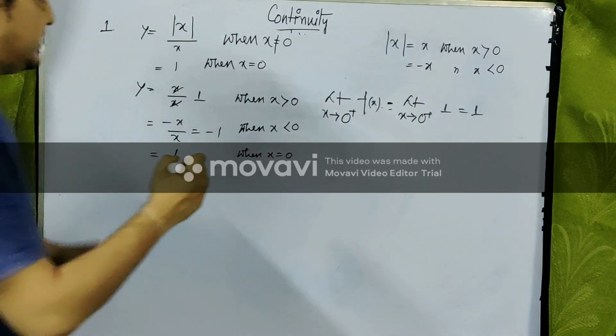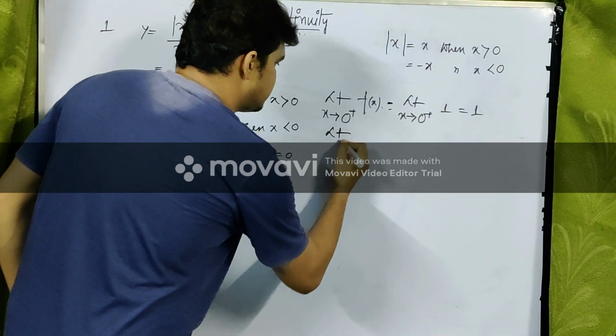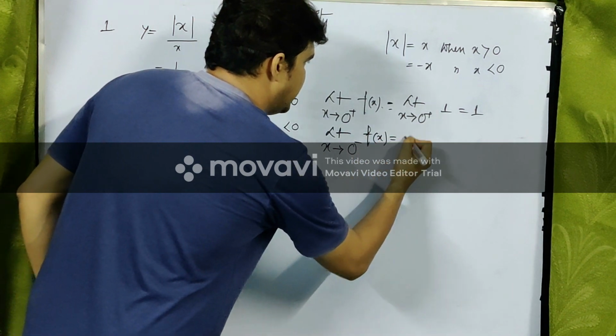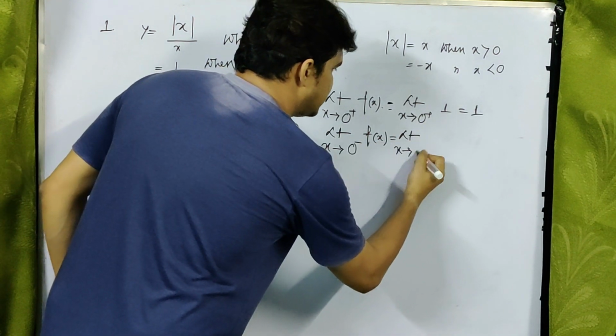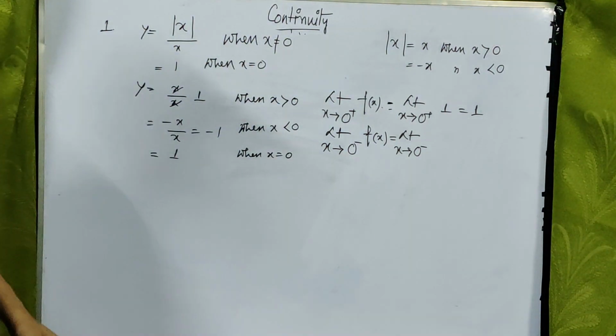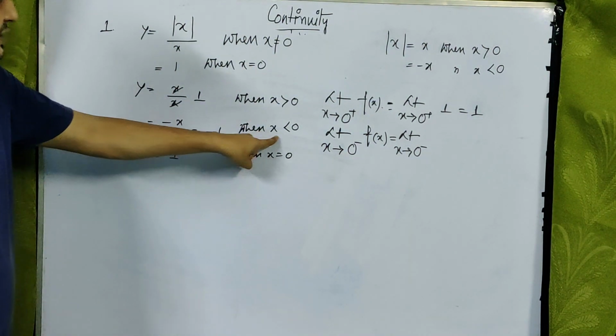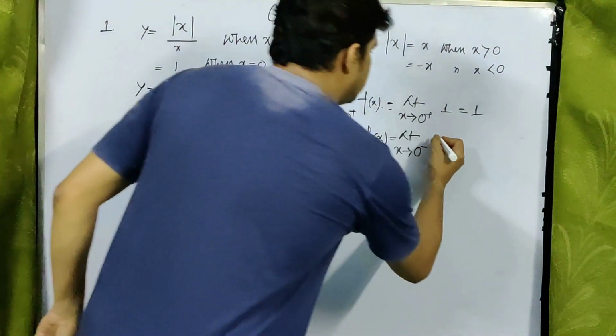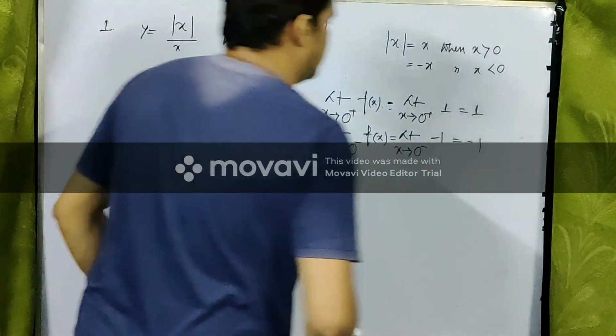Next one is limit x tending to 0 minus f(x). For x tending to 0 minus, that means the value of x is less than 0. See, the function is defined in this way. The functional value is minus 1. So it will be minus 1.